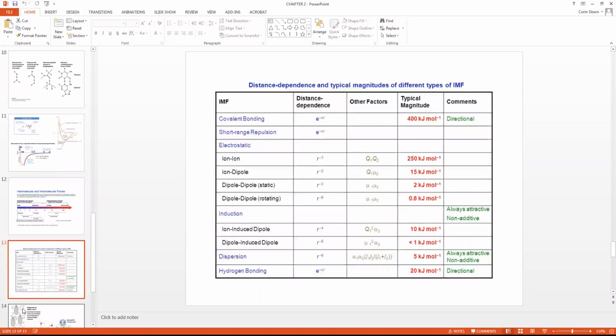And you can actually look over a distance at what the relative strength of these bonds is. Are there other factors that come into play, say for example charge, like Coulomb's law? And then what's the magnitude? How strong are these intermolecular forces? And then, is there anything that we need to take into consideration? So covalent bonding is highly directional. Induction is always attractive, but it's non-additive. This is a great summary slide to give you a picture of what these forces look like.